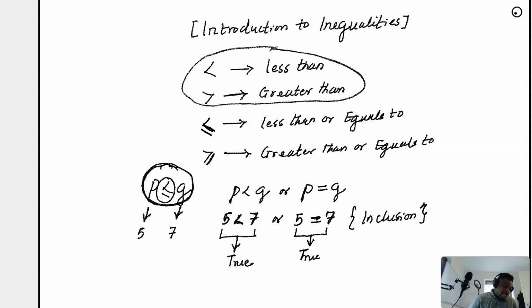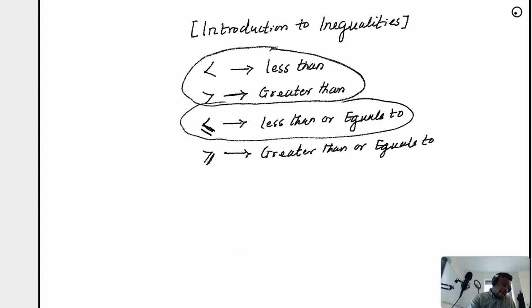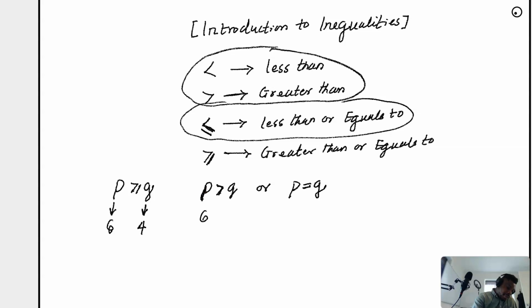Okay, now let's take the last symbol, which is greater or equals to. P is greater or equals to Q. What this means is that P is greater than Q, or P is equal to Q. So, for an example, if I say 6 and 4, P is greater than Q. That means 6 is greater than 4. This statement is true, because 6 is greater than 4.